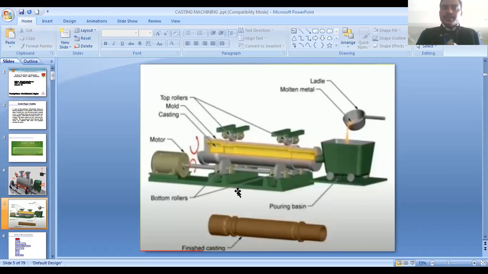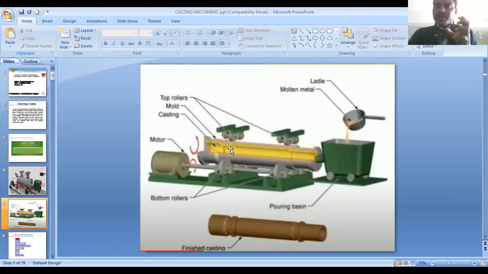तो आप देख सकते हो कि यू कैन सी देयर आर टू टाइप्स ऑफ रोलर. One is top roller and another is bottom roller. So you can see this is the top roller and the bottom roller, and you can see this is the mold. As I told you, this is a permanent mold. By the help of this permanent mold we can make the objects or parts of the product. So this is the casting. You can see in a yellow color there is a casting.